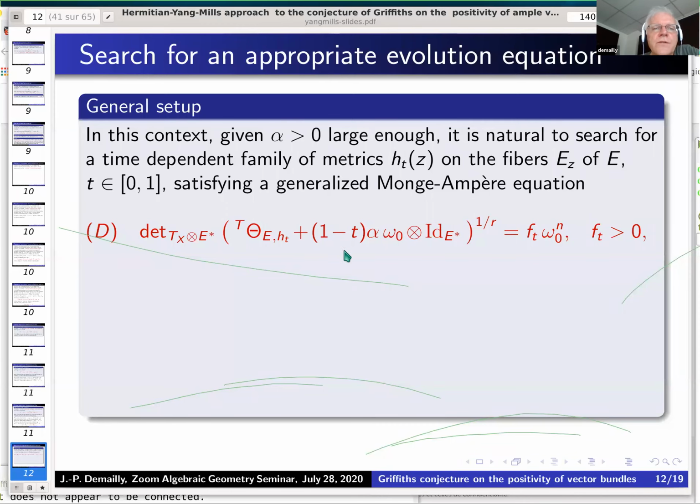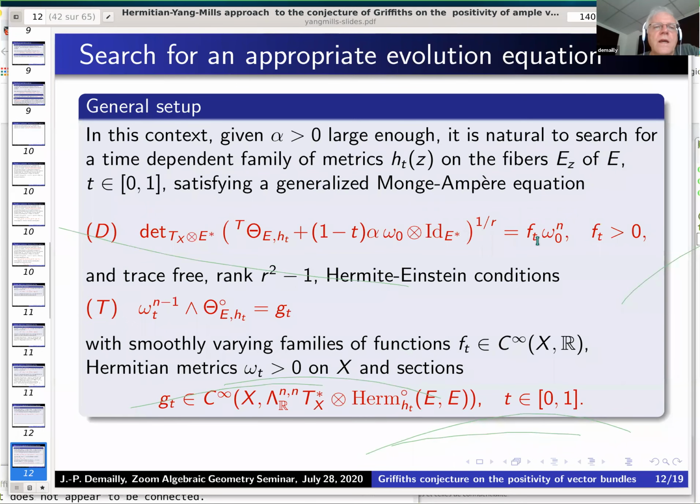And now you're going to decrease this by putting 1 over 1 minus t, and at time t equals 1, this will become 0. So if you can solve this for all times, at time t equals 1, this term will have disappeared. And then you get, by continuity, a curvature tensor that will remain in the connected component of positive definite matrices. So it will be dual Nakano positive.